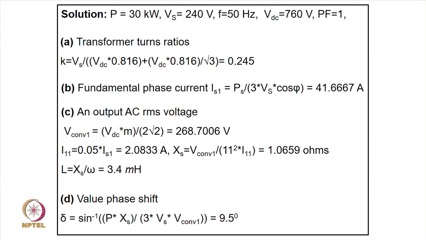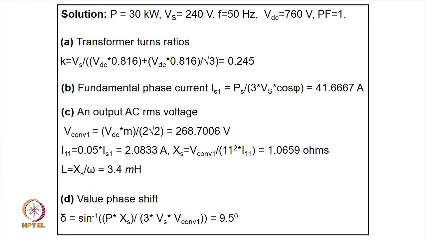Now, coming to the numerical example: P equal to 30 kilowatt, supply voltage 240 volt, 50 hertz per phase, and DC link voltage 760 volt with power factor unity. So, we can find out the turns ratio from the given data. We get a turns ratio of 0.245, and the fundamental phase current from this power relation, for unity power factor, is 41.6667.